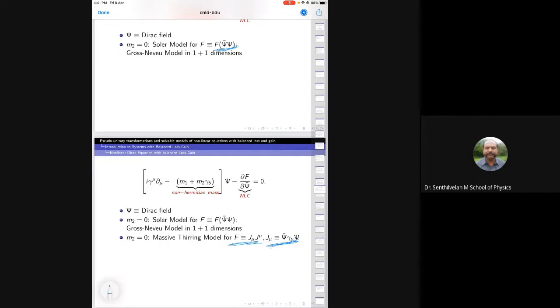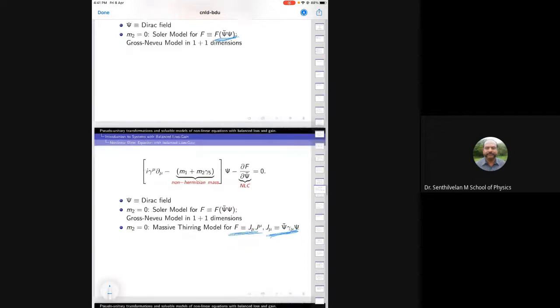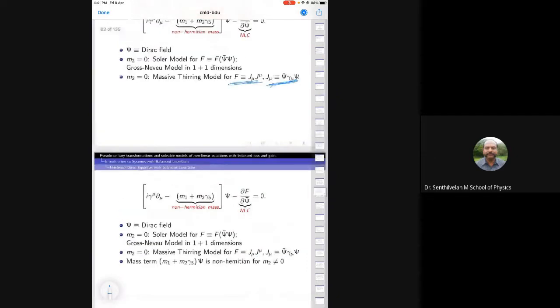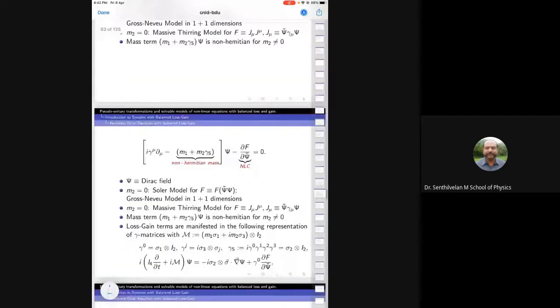But by introducing m2, we are introducing loss and gain. So the last term is non-Hermitian for m2 not equal to 0, which we have introduced. How to cast it in terms of balanced loss and gain? This part is not very easy to visualize, but you see that when I write down the equation, this gamma mu is gamma matrices, and you know that gamma mu has various types of representation.